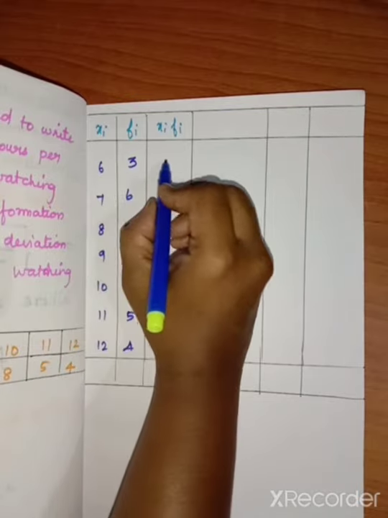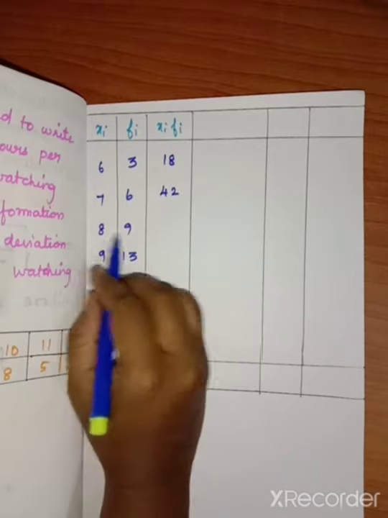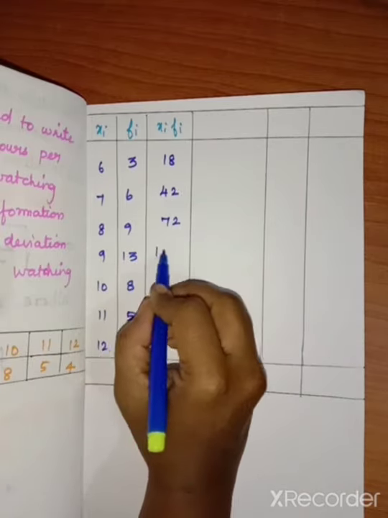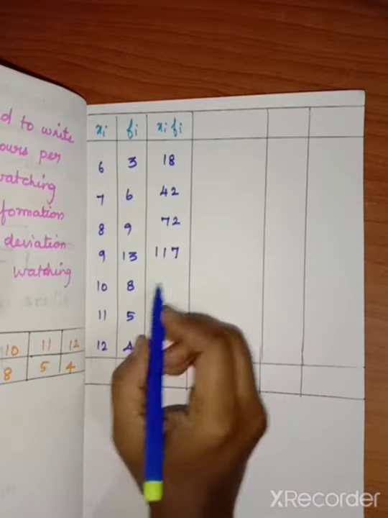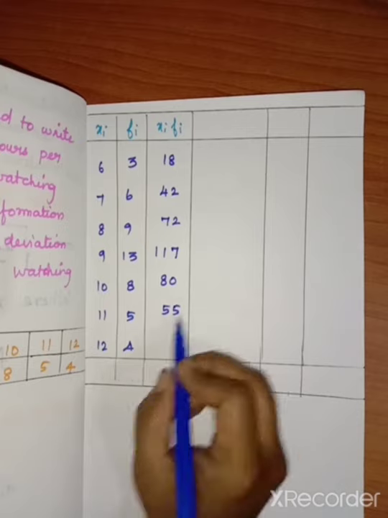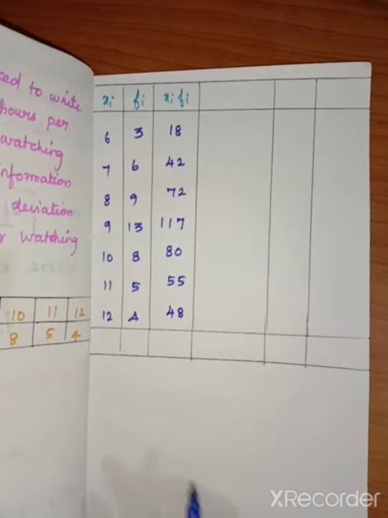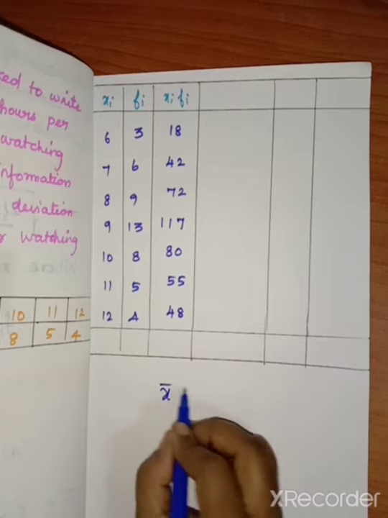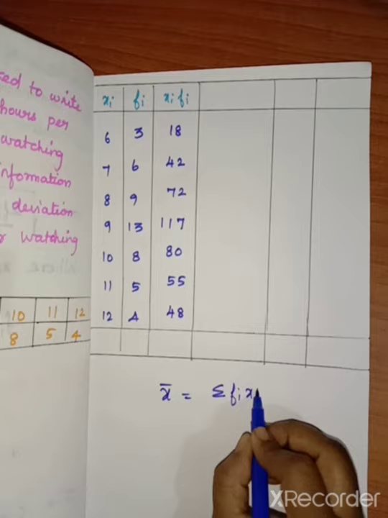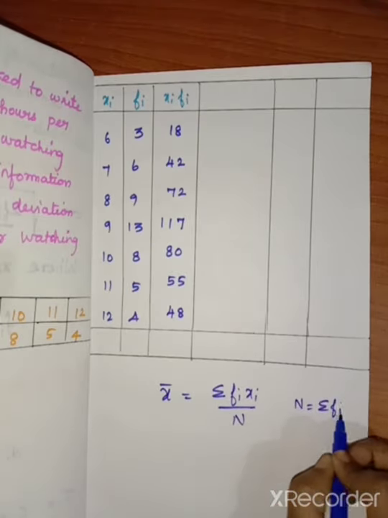That means 6 3s are 18. 7 6s are 42. 8 9s are 72. 9 13s are 117. 10 8s are 80. 11 5s are 55. 12 4s are 48. So first of all, we want to find the x bar. So x bar formula is summation fi xi divided by n. So n, that means summation fi.